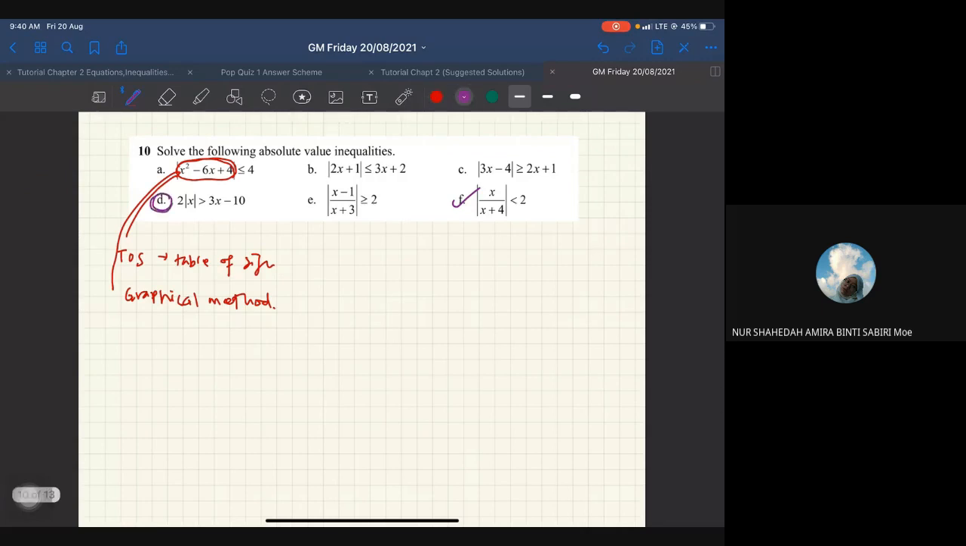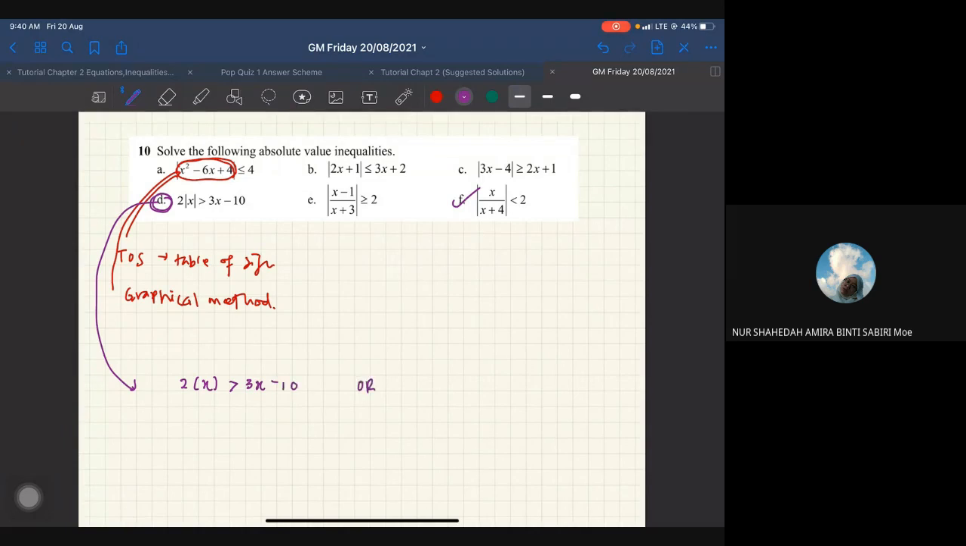So awak bila buka, awak akan jadi 2 darab X greater than 3X minus 10. Ataupun, or sebab dia greater, so you have 2 times X is less than negative times 3X minus 10. Okay, boleh je sebab dua tu adalah constant. So tak ada masalah pun. Okay, so itu sahaja untuk soalan nombor 10.